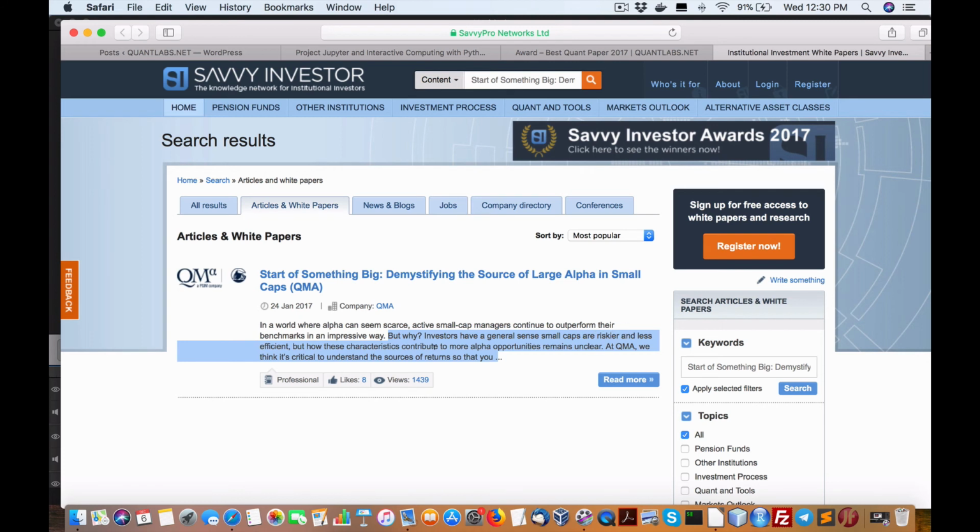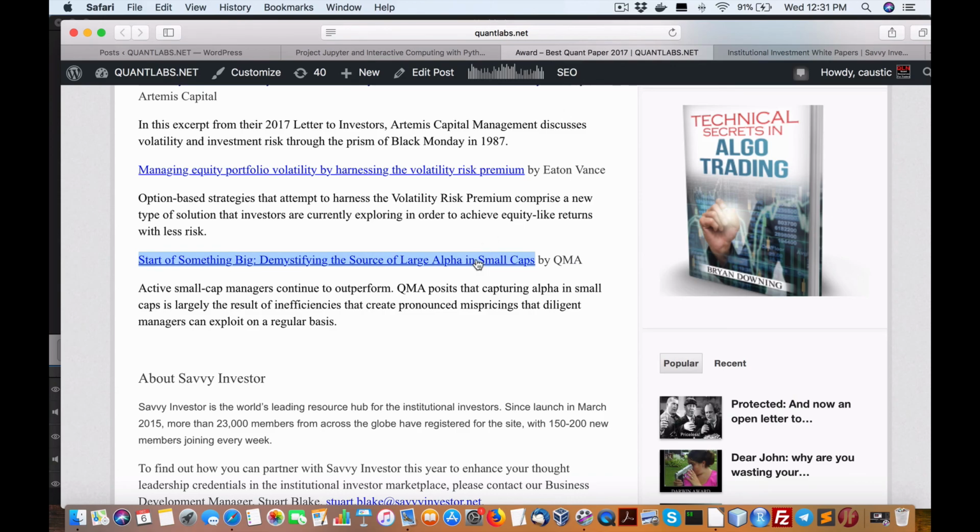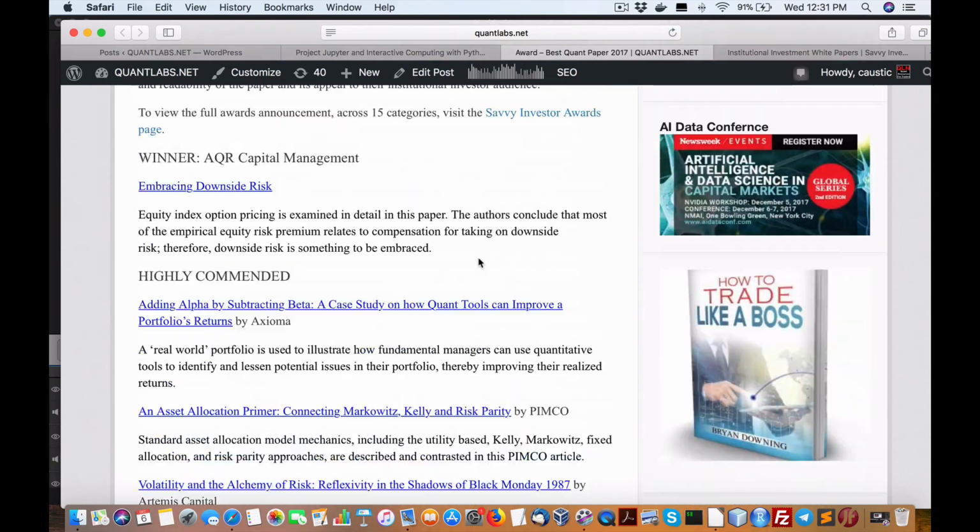Investors have a general sense that small caps are riskier and less efficient, but how these characteristics contribute to more alpha opportunities remains unclear. At QMA, we think it's critical to understand the sources of returns. So that's kind of what I'm saying, like what do you look for to get the better performance out of the smaller mid cap. That's all it really is. So that's from QMA. And that's pretty well it from all these winners.